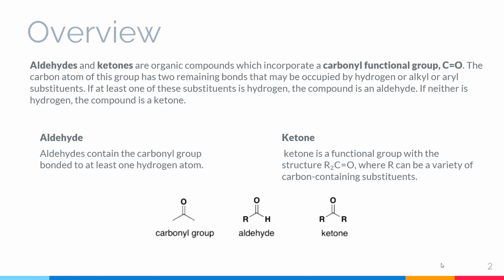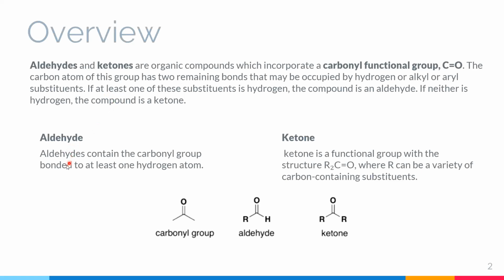Aldehydes and ketones are organic compounds that incorporate a carbonyl group. Now, if you need to know what that is, check this out. It's this one, C double bond O. So a carbon atom of this group has two remaining bonds, as you know, that may be occupied by a hydrogen, an aryl, or an alkyl substituent. So if at least one of these substituents is a hydrogen, then the compound identifies as an aldehyde. If none of them are hydrogen, then the compound is known to be a ketone.